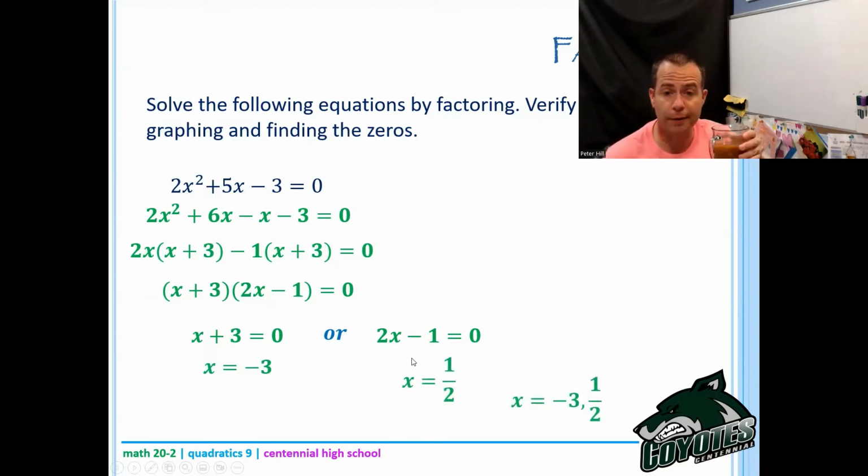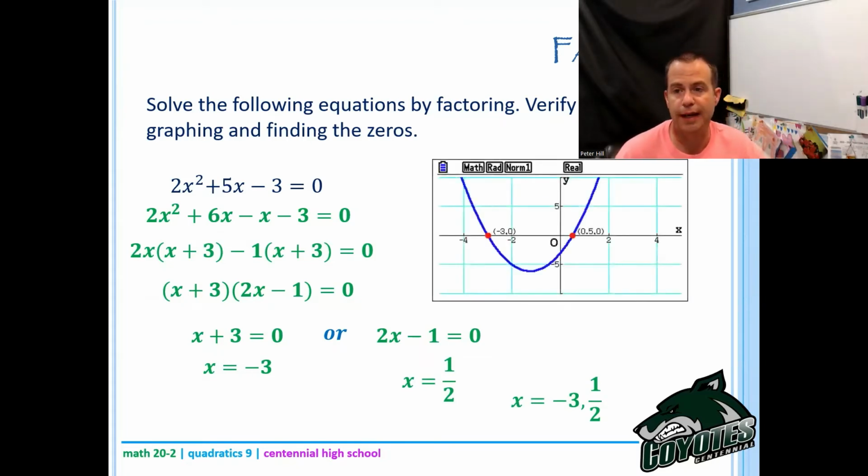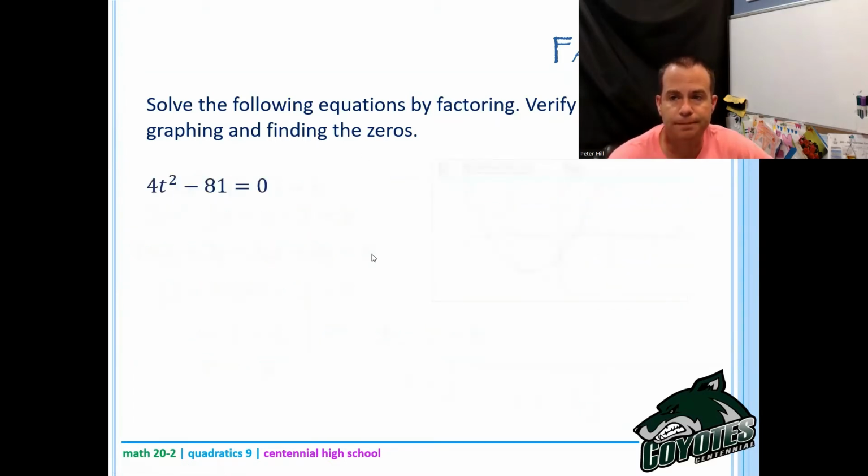Go ahead, grab your graphing calculator, verify this by either putting y2 as 0 or by calculating your x-intercepts. Okay, so the picture you should have gotten looks like that. And again, we can see I've got an x-intercept at -3 and at 1/2 there, 0.5. Awesome.